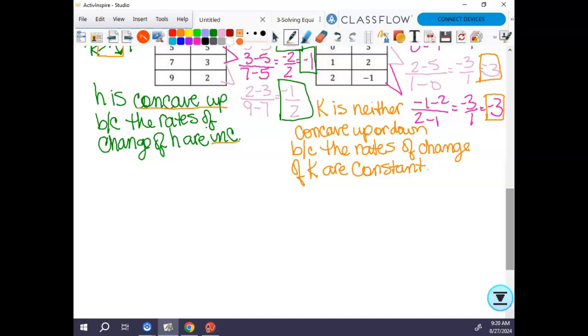Because the rates of change are constant, what is this graph? It's linear, okay? But I don't want to say K is neither concave up or down because K is linear, because then I have to explain how I know it's linear, and I know it's linear because the rates of change are constant, right? So you could say it's linear, but you still have to say that. So we don't need to go any farther than that. We all okay so far?